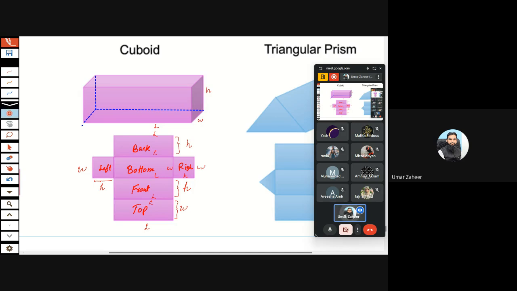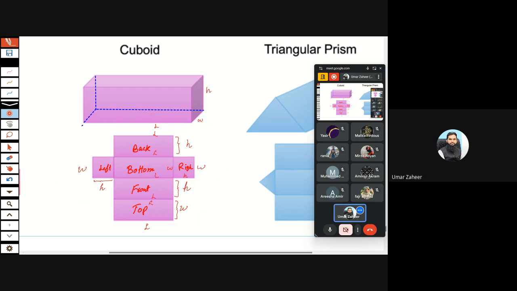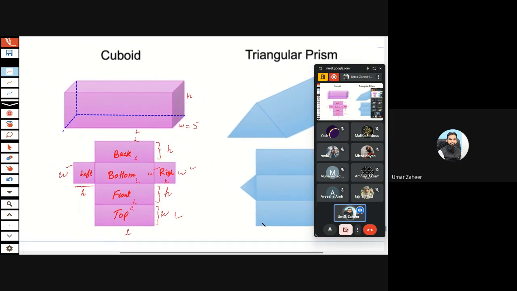All right. Any question up to here? If I'm going to give you that it is 5 centimeter, so you can say that it is five, and it is 5 centimeter. In the same way, this is 5 centimeter as well. Got it? It is a cuboid shape.